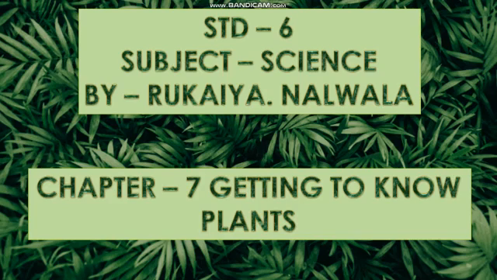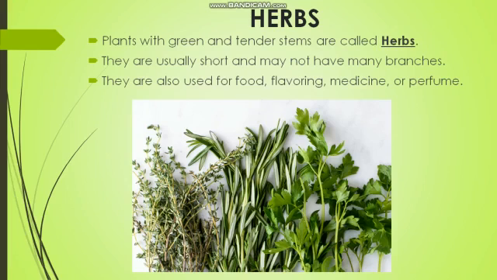Now as we all know, the plants are divided into three main categories, which are herbs, shrubs and trees. Now what are herbs? The plants which have green and tender, means soft stems, are known as herbs. These herbs are usually short in size and do not have many branches. They are also used for food, flavoring, medicine, or perfume.